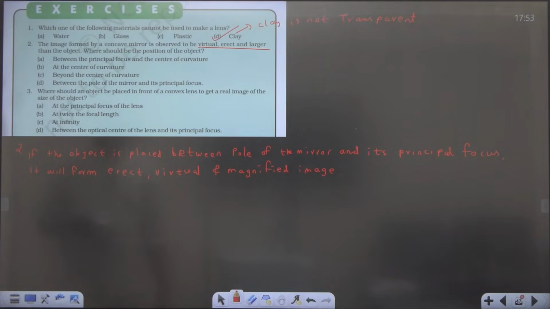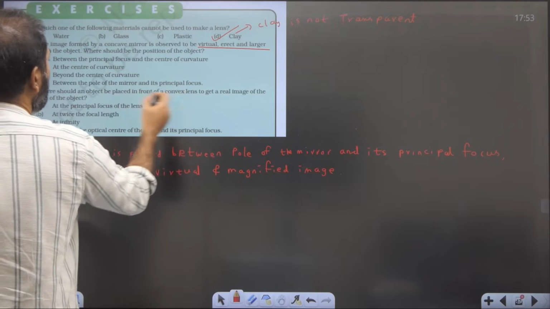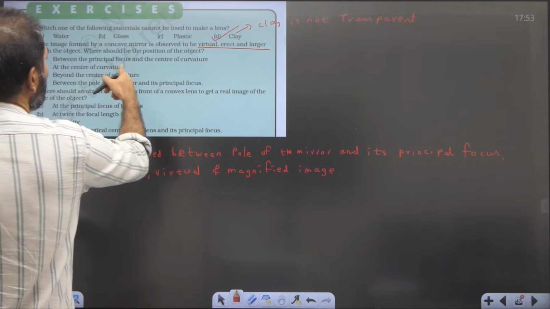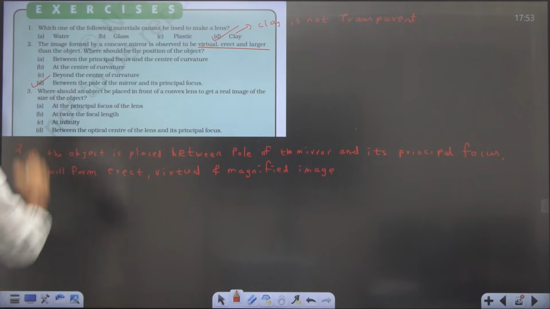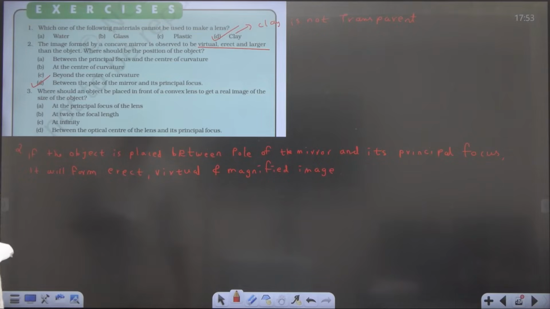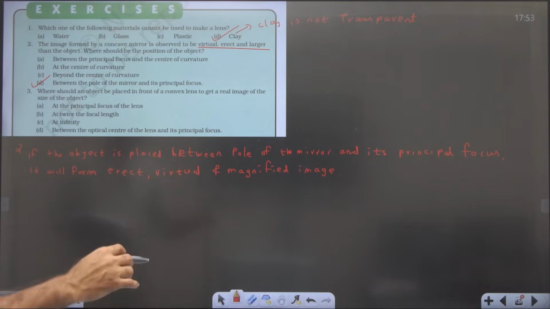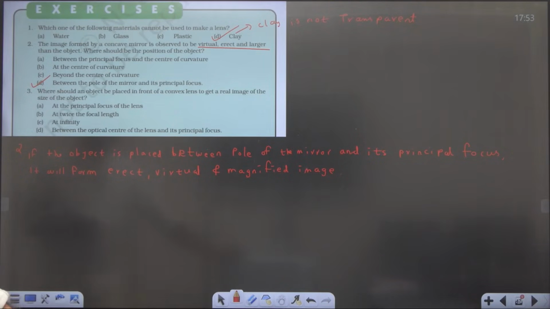Options are there: between the pole of the mirror and its principal focus, between the principal focus and the center of curvature. So what is the correct answer? Between the pole of the mirror and its principal focus. So option D is the correct answer. At the center of curvature is wrong, beyond the center of curvature is wrong, between principal focus and center of curvature is also wrong. The object should be kept between the pole of the mirror and the principal focus. Then only you will get a virtual, erect and magnified image. In all other cases, you will get a real, inverted image.